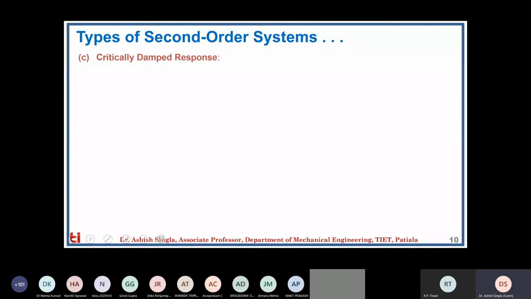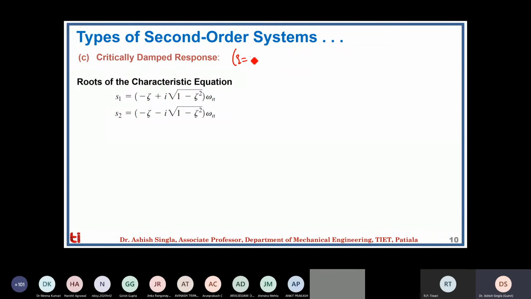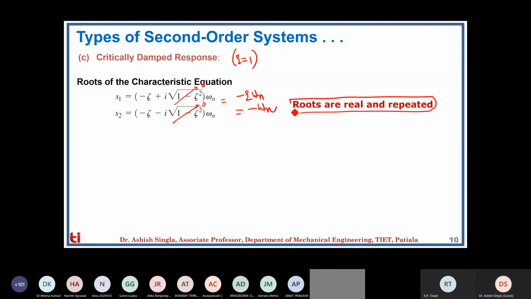So next comes the critically damped response. We have the same expression where the value of zeta is equal to 1 now. As this goes to 1, this term goes to 0. So we have both roots as minus zeta omega n, and zeta is equal to 1, so both the roots are minus omega n. You can see the roots are real and repeated.